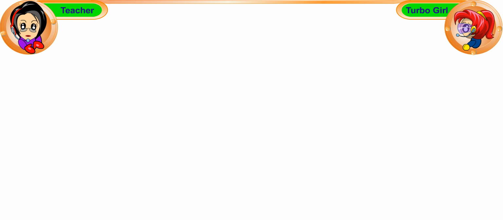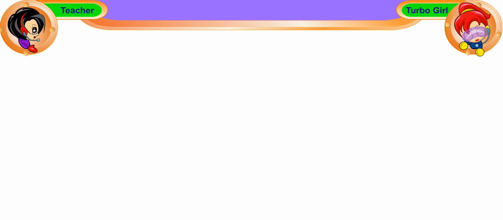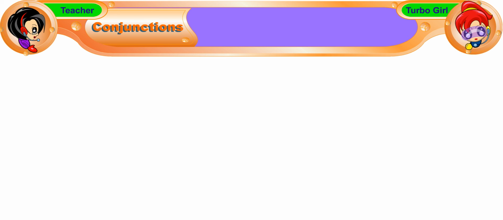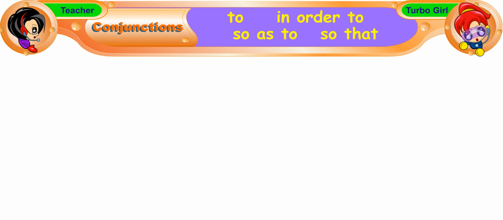Turbo Girl, can you remember what we have learnt today? Yes, we have learnt four types of conjunctions or linking words that are used to show purpose. The linking words are to, in order to, so as to, and so that. The linking words to, in order to, and so as to are used in the same way.